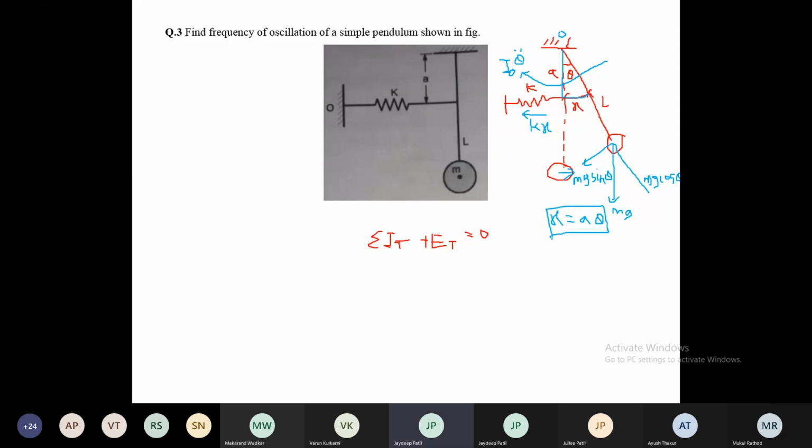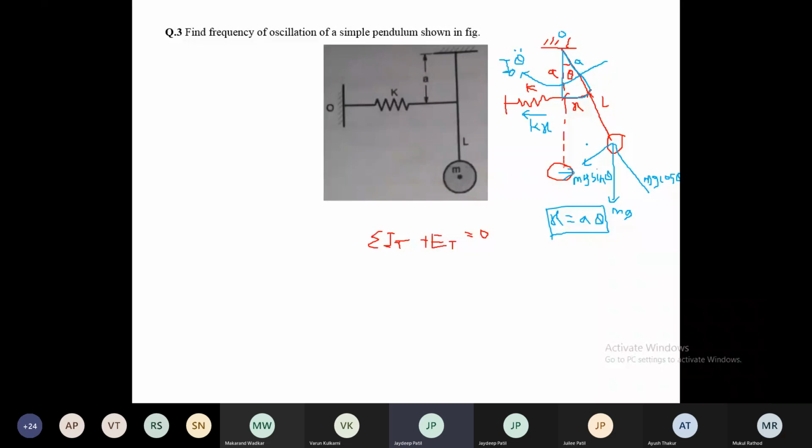Now there are three forces acting on the system. First is the inertia force, or the inertia torque, then the torque due to the spring force. You have to find the torque due to the spring force, which is kx into whatever the distance is. Now it is a distance, kx into a. And next, the torque due to the mass, component of mass, mg sin theta into L.